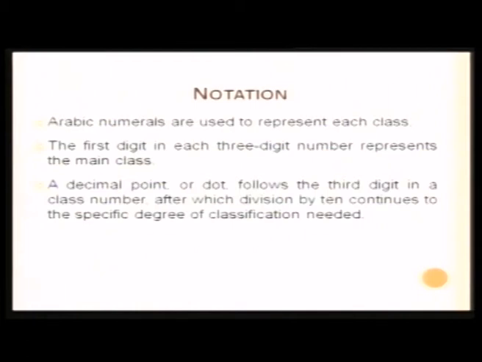A decimal point or dot follows the third digit in a class number, after which division by 10 continues to the specific degree of classification which is required. That means after every 3 digits we are required to put a dot or decimal, and this dot also offers a relief to the eye, since it is very difficult to read all the numbers in one go. So this decimal point or dot offers a little bit of relief in reading the numbers.